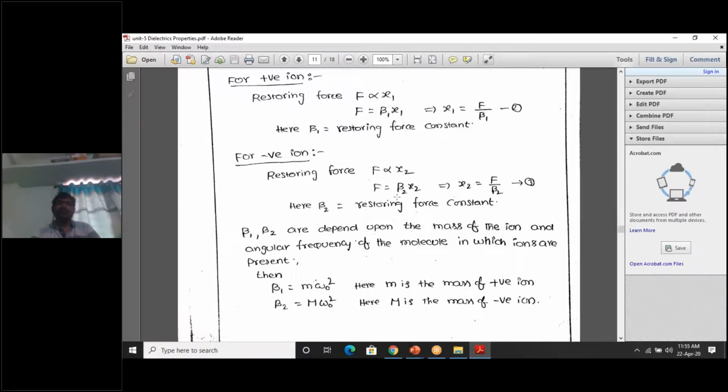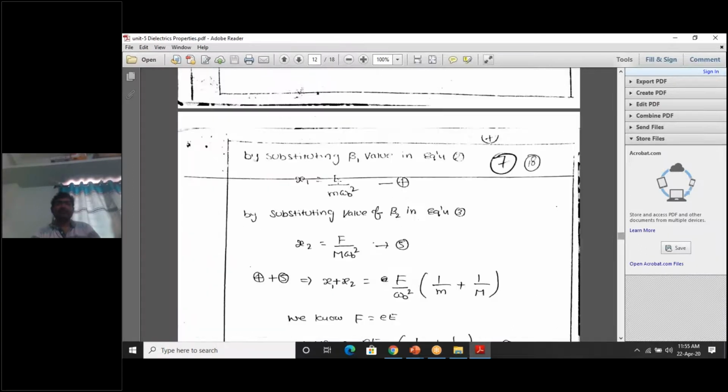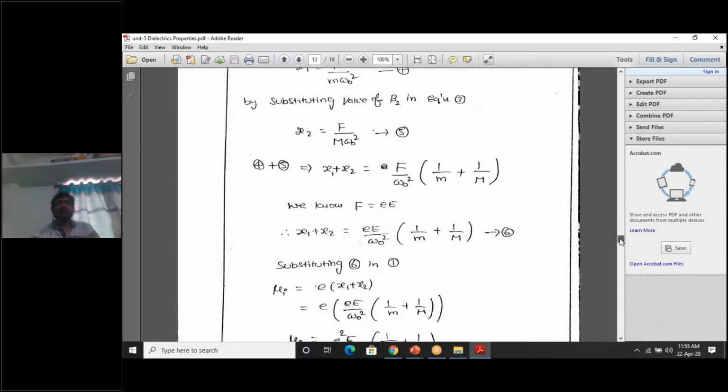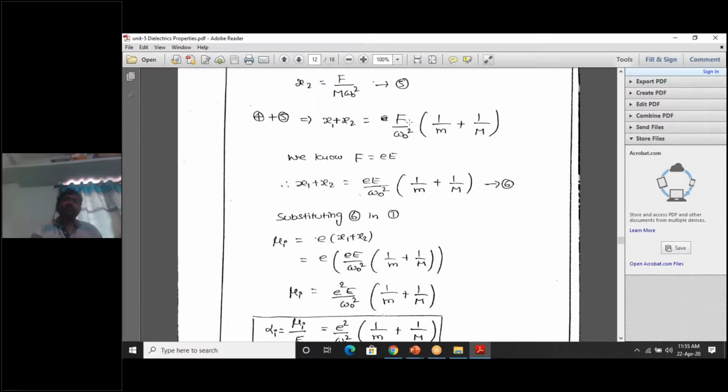x1 is equal to F by beta 1. Beta 1 means m omega naught square. So x1 is equal to F by m omega naught square. x2 is equal to F by M omega naught square, where capital M is the mass of the negative ion and small m is the mass of the positive ion. So x1 plus x2 becomes F by m omega naught square plus F by M omega naught square. If you take F by omega naught square common, you would get 1 by small m plus 1 by capital M.